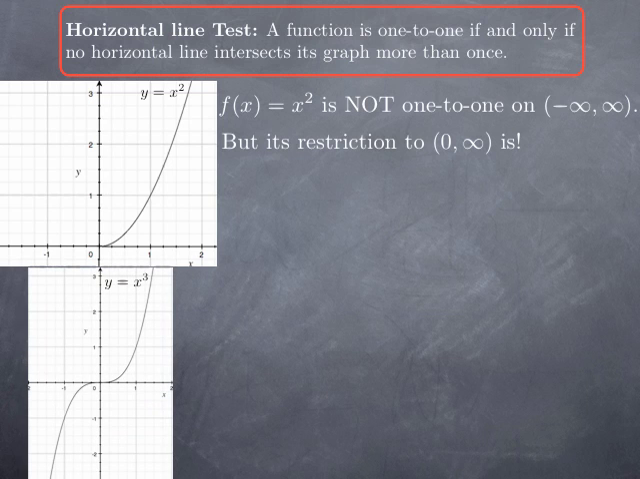Y equals x cubed, on the other hand, as you can see here, is an increasing function and passes the horizontal line test, and therefore is a one-to-one function on the entire real line.